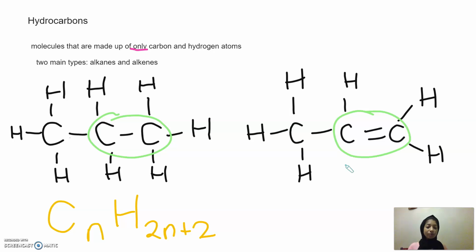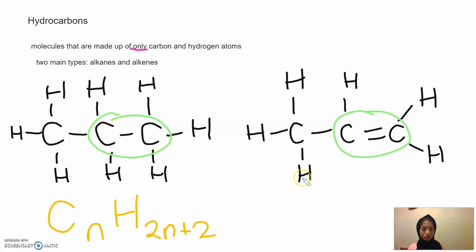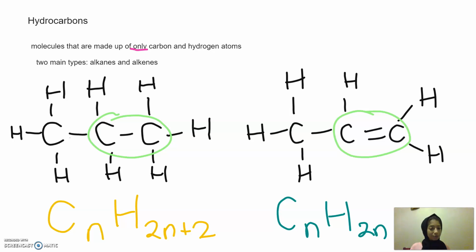Now the general formula obviously for an alkene is going to be different because we have our carbon-carbon double bond, which reduces the number of hydrogens we can have. So let's write out the general formula for an alkene. So the formula is CnH2n. So slightly more simple than the alkane. So whatever number of carbons you have, if you double that, you'll get the number of hydrogens. So let's see if that works with our diagram.